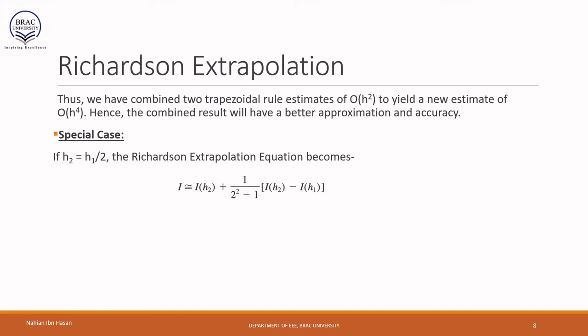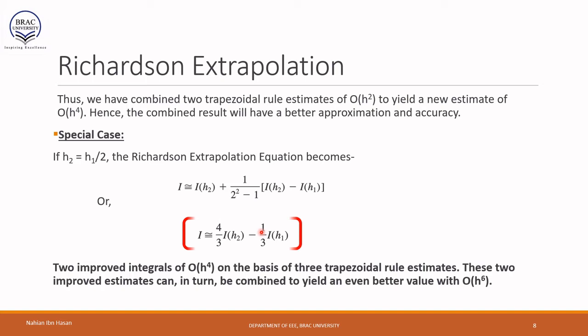So if you substitute these results into the main Richardson extrapolation result, you will get a formula which is I equal to 4 by 3 I of h2 minus 1 by 3 I of h1. This is the special formula that is derived for h2 equal to h1 by 2. This formula has an order of accuracy of 4, while the results I of h2 and I of h1 both have order of accuracy 2. So order of accuracy 4 is a finer accuracy.